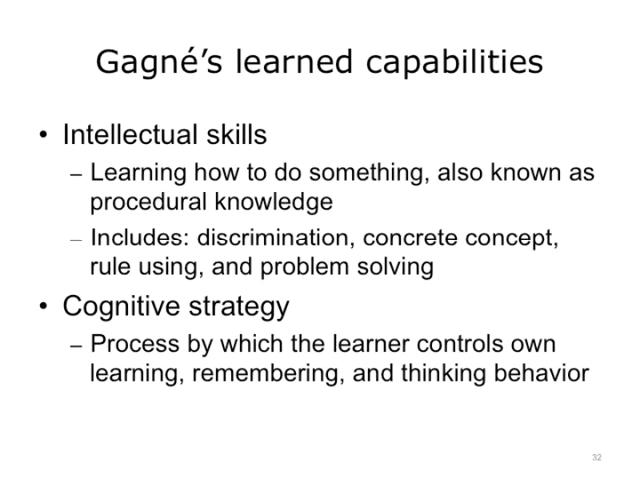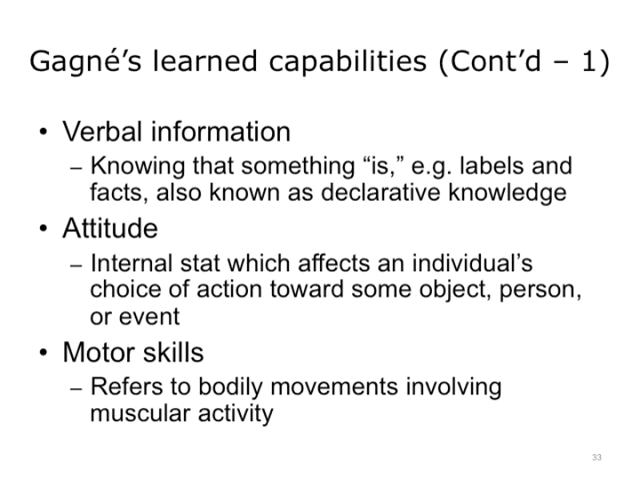Another way to classify learning outcomes is to use Gagne's learned capabilities. Gagne divides learning into 5 categories of capabilities. The learned capabilities are intellectual skills, cognitive strategy, verbal information, motor skill, and attitude. This taxonomy is very popular with instructional designers.